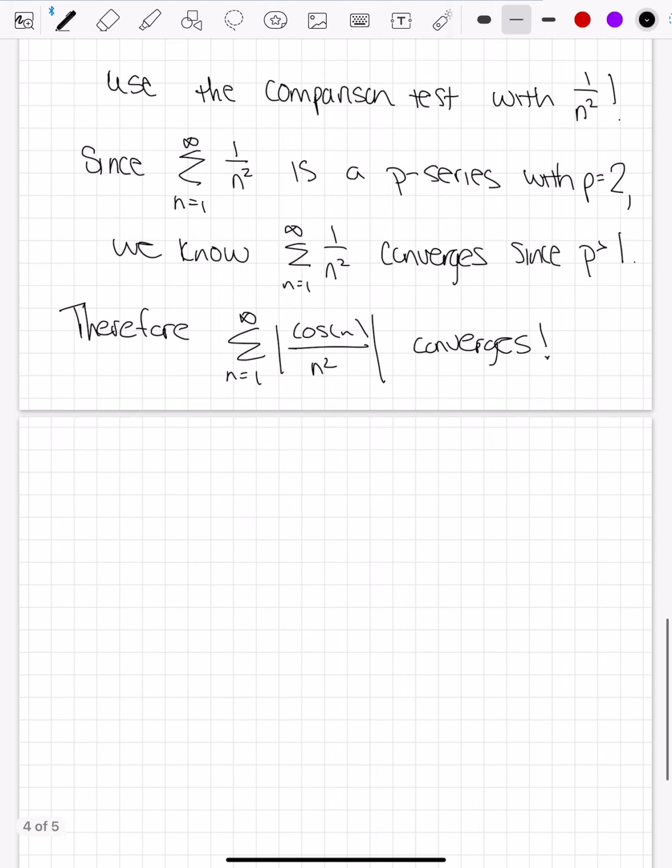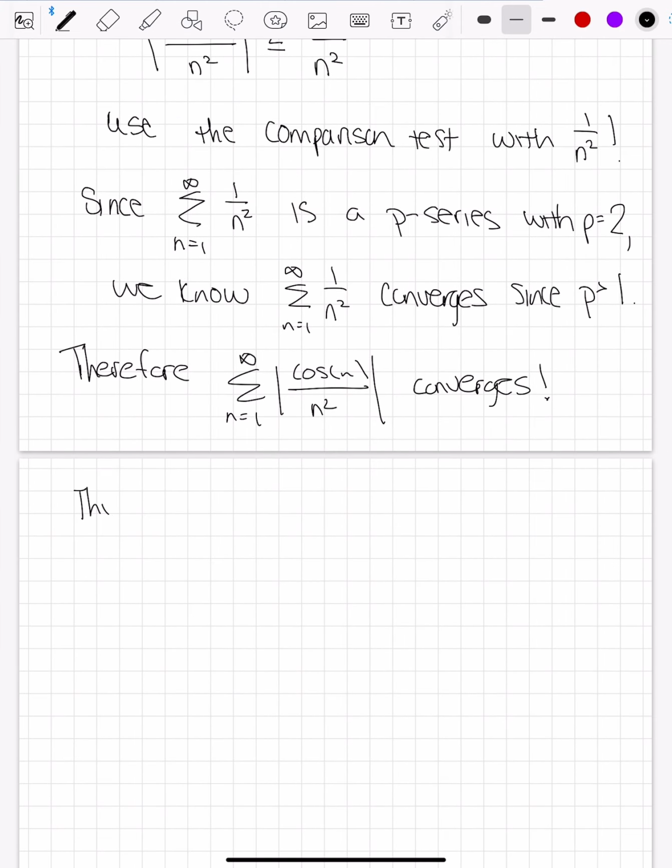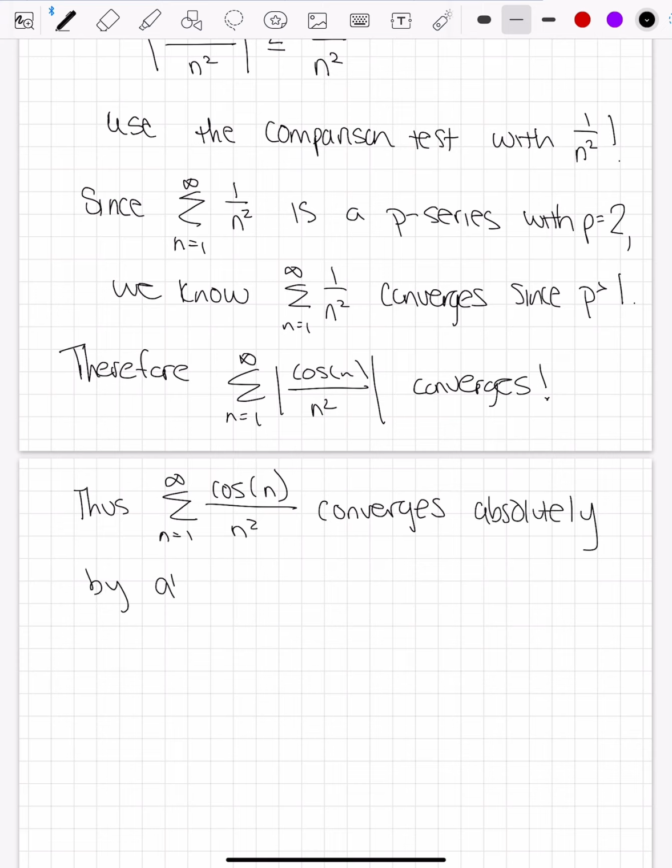So therefore, the final remark then is that the original series, without the absolute value sign, converges absolutely. And that's by the absolute convergence test, because that test told us that if the absolute value version converges, then the original one does as well. And that's where I'll stop, 5.5. Thank you guys.